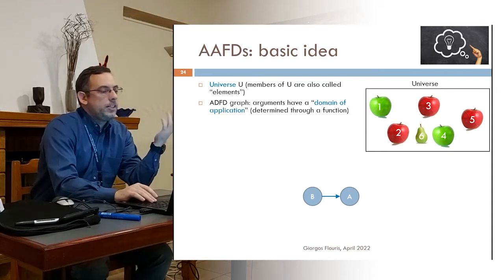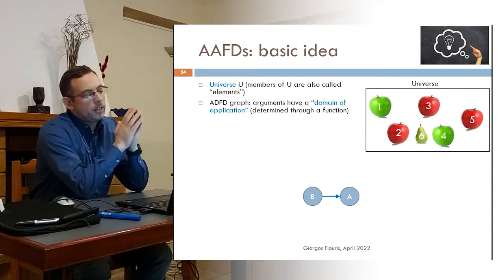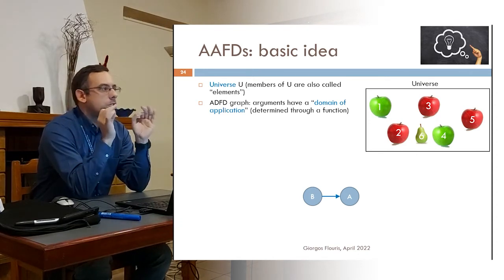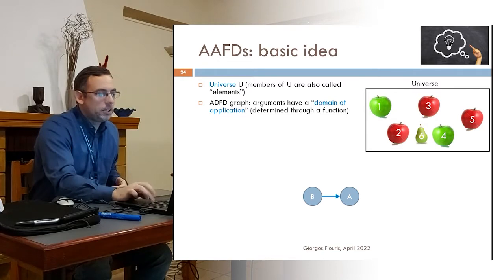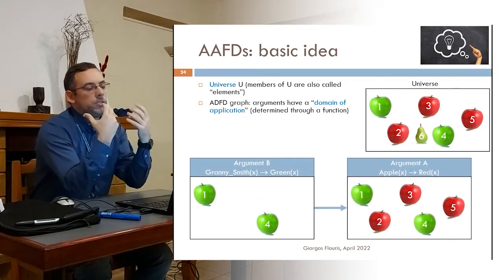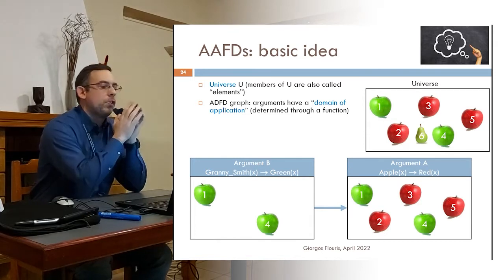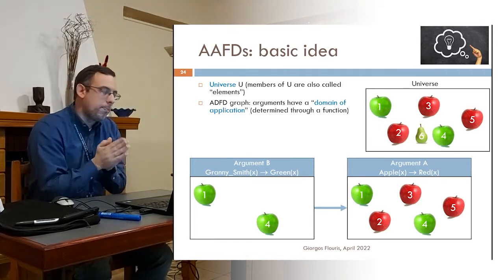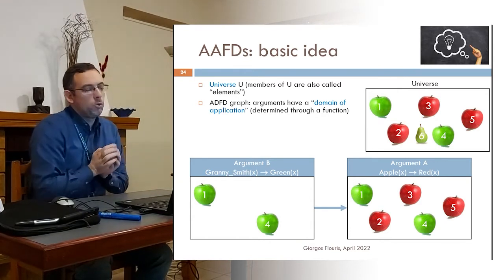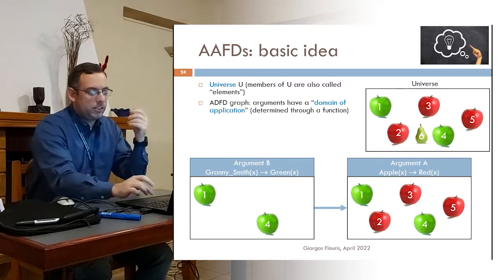And then the ADFT graph is just a graph as before, except that the nodes now are not just dummy nodes, they're not just one letter, they are something a bit more complex. They contain elements. So argument B applies for 2 specific elements, number 1 and number 4. And argument A applies for 5 specific elements, number 1, 2, 3, 4, 5. Okay, so this is the main change here.